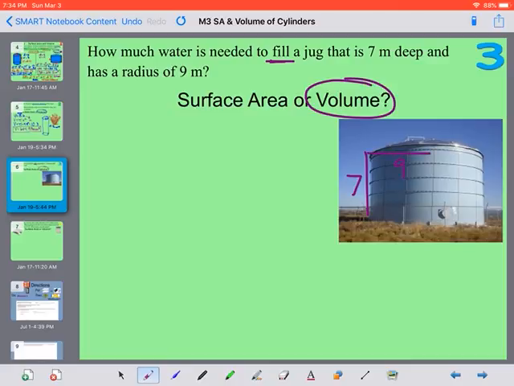I know it's kind of hard to look on there. Maybe you can put this over here. This side might be easier to see. Come on. Radius of 9.